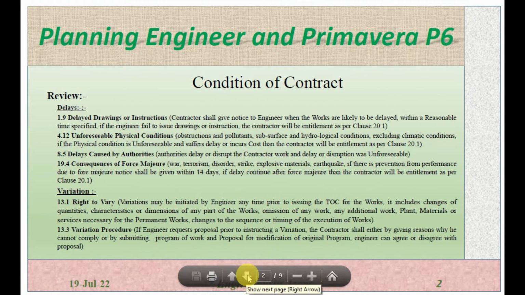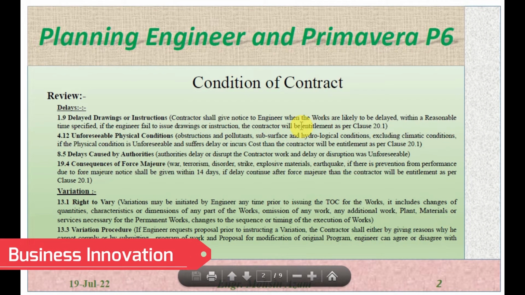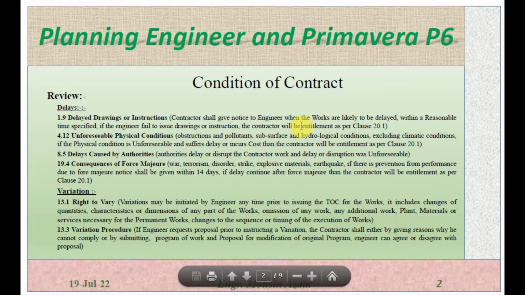Okay, after this we have delays. Delays 1.9, delayed drawing or instruction. The contractor shall give notice to the engineer when the work is likely to be delayed within a reasonable time specified. If the engineer fails to issue drawing or instruction, the contractor will be entitled as per 20.1. So if there is any delay regarding the instruction or the drawing, then the contractor will be entitled as per subclause 20.1 for the payment and for the extension of time as per subclause 8.4.